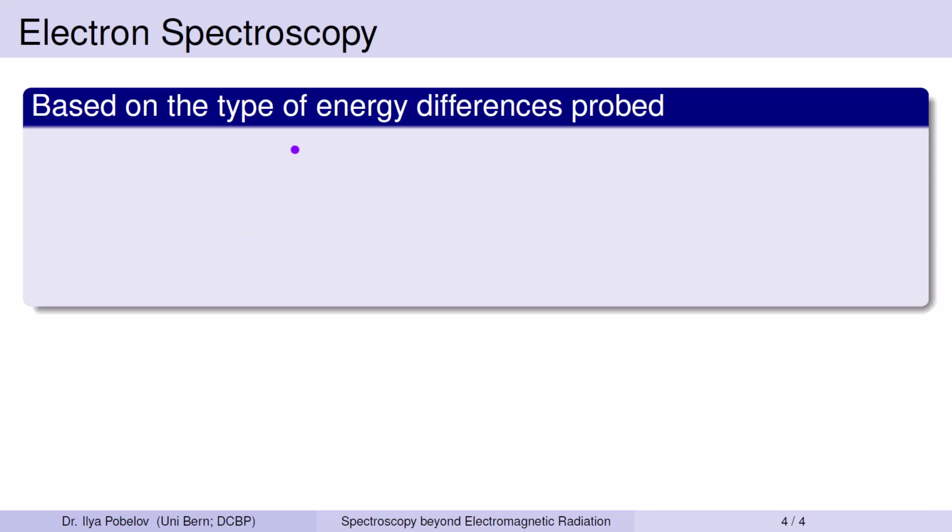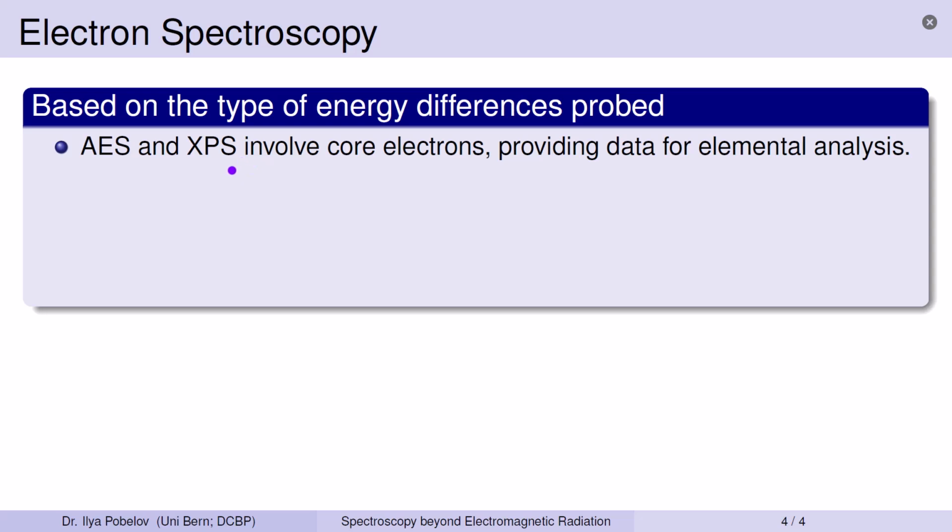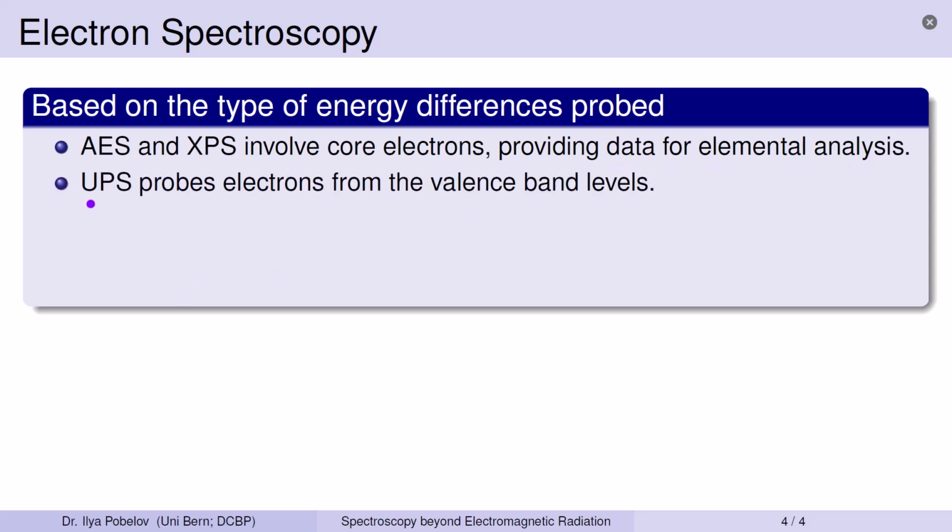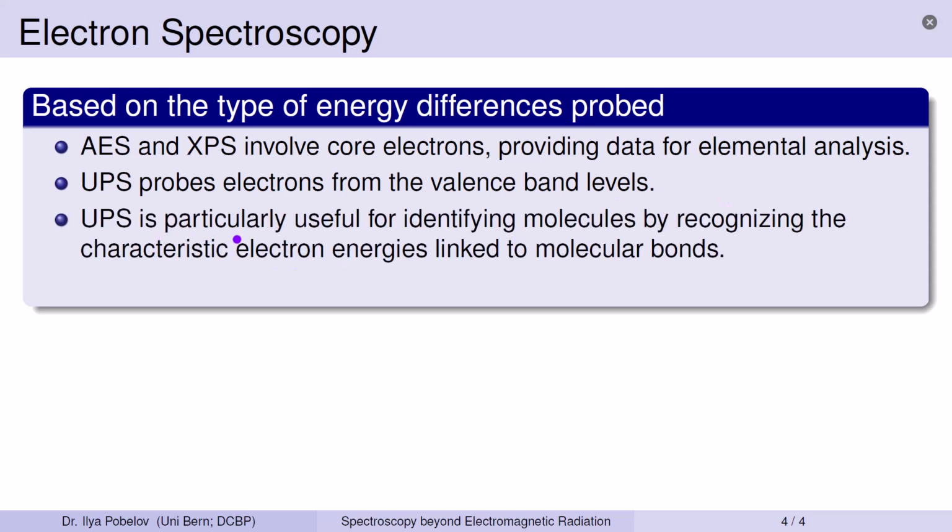Second, we can classify electron spectroscopy methods based on the type of energy differences probed. For example, Auger electron spectroscopy and X-ray photoelectron spectroscopy primarily involve core electrons, providing valuable data for elemental analysis. Ultraviolet photoelectron spectroscopy probes electrons from the valence band levels. It is particularly useful for identifying molecules by recognizing the characteristic electron energies linked to molecular bonds.